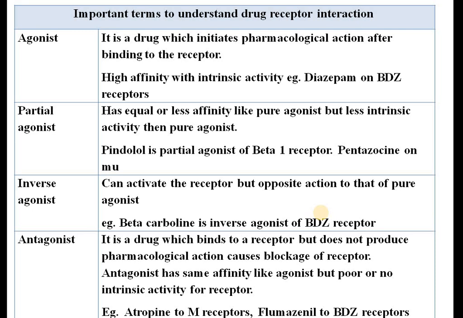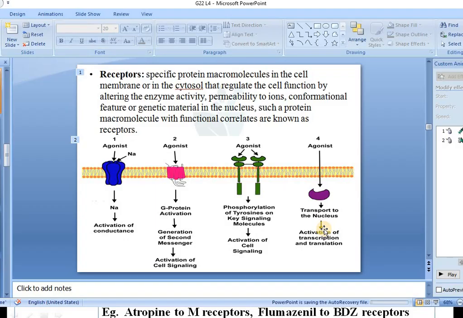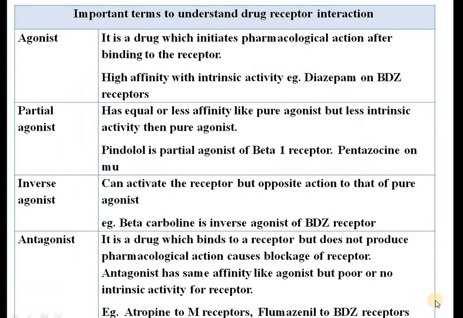Okay. Now what will an inverse agonist do? For example, beta carboline. If beta carboline combines with the benzodiazepine receptor, then what action will we get? It will be stimulation. That is the opposite action. So beta carboline is an inverse agonist. So that's why sometimes an inverse agonist is also called an antagonist. It is just a confusing term.